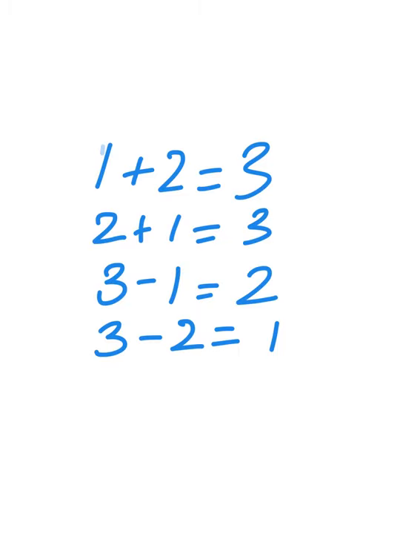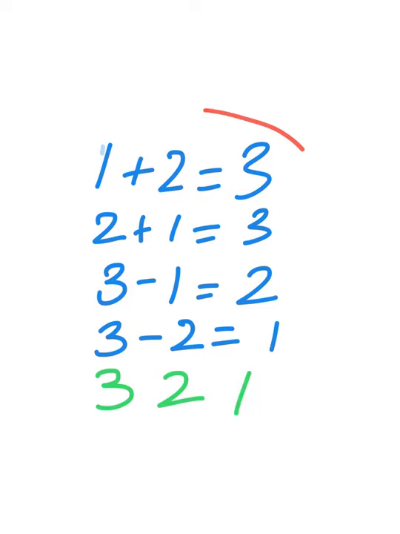So a fact family consists of all of the addition and subtraction combinations that two numbers and their sum can make. So for example, I've written some here. We've got 1 plus 2 equals 3, 2 plus 1 equals 3, 3 minus 1 equals 2, and 3 minus 2 equals 1. So the only numbers that we have used are 3, 2, and 1.